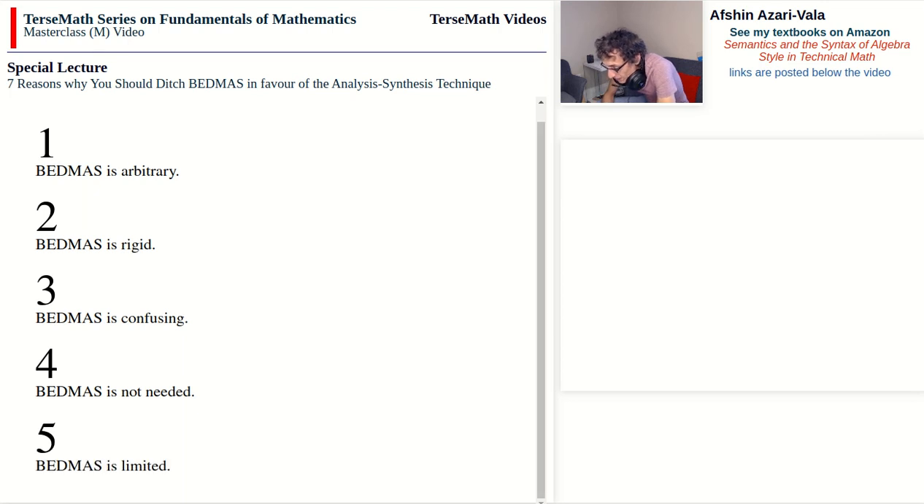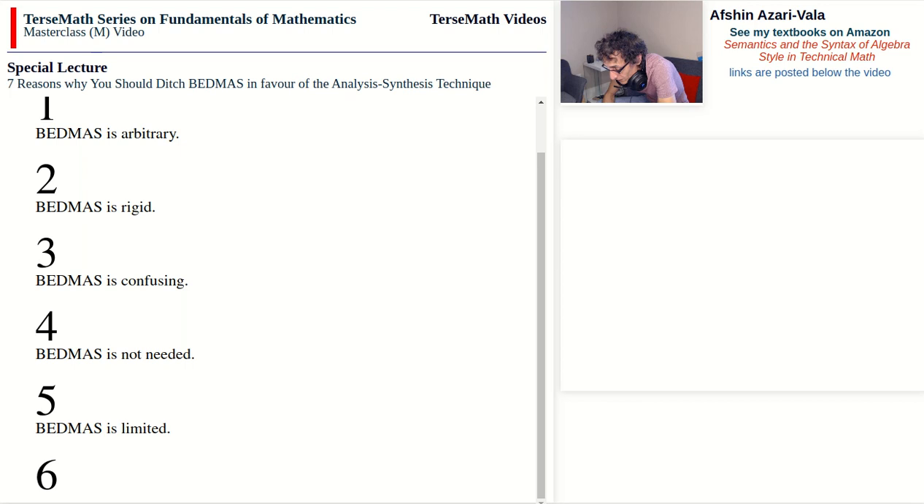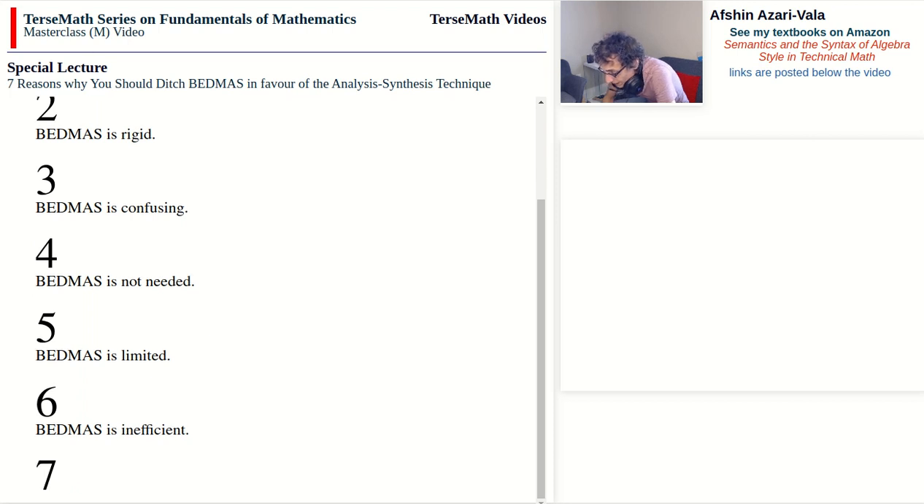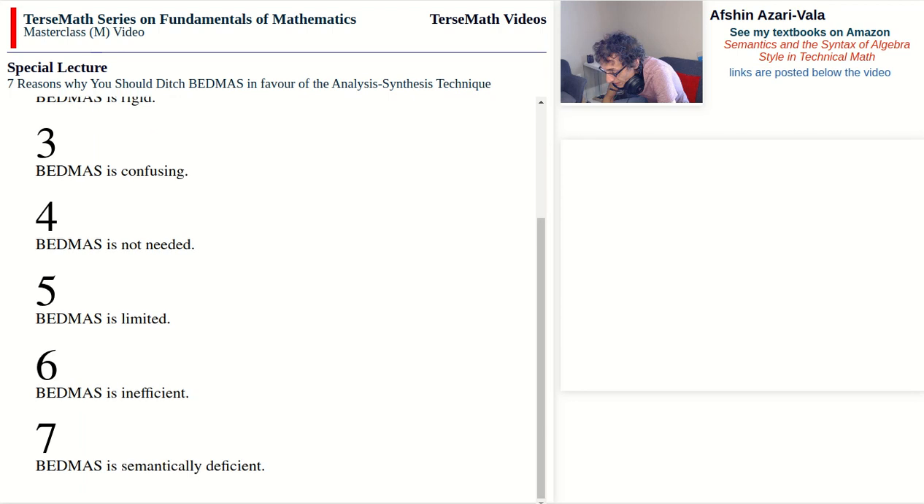Number 5, BEDMAS is limited. There is no indication as to how we do roots or logarithms or sine or cosine or tangent or cotangent and all that. BEDMAS is limited. Number 6, BEDMAS is inefficient. As we saw, especially the step-by-step variety can take forever, and you get lost in what you have to do, so that the storyline totally gets lost. And number 7, BEDMAS is semantically deficient. You get so much into what to do next and what to do first that you forget about the big picture of why it is that you're doing what you're doing.